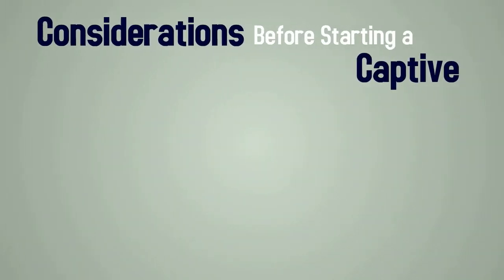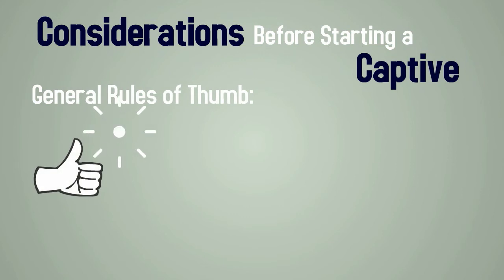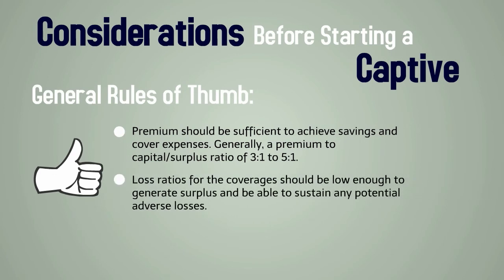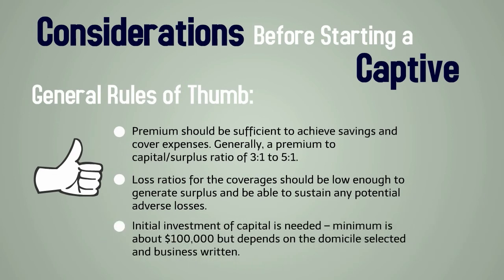Here are some general rules of thumb to consider before starting a captive. Premium should be sufficient to achieve savings and cover expenses. Generally, a premium to capital surplus ratio of 3:1 to 5:1. Loss ratios for the coverages should be low enough to generate surplus and be able to sustain any potential adverse losses. Initial investment of capital is needed. A minimum is about $100,000, but it depends on the domicile selected and the business written.